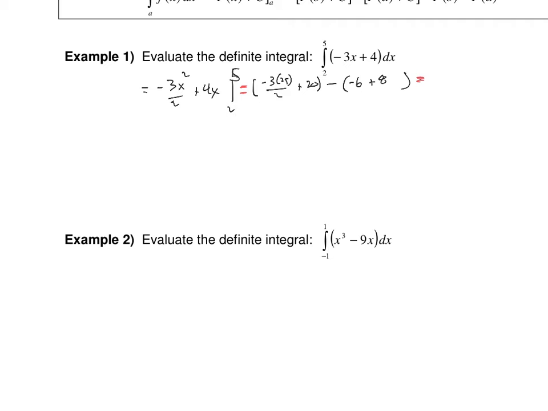So what am I going to have here? I'm going to have 1.5 of 25. So that is a negative 37.5. Plus 20 gives me negative 17.5. And then this result would be a positive 2, but it's behind the subtraction. So it makes it a negative 2. So then I have negative 19.5.